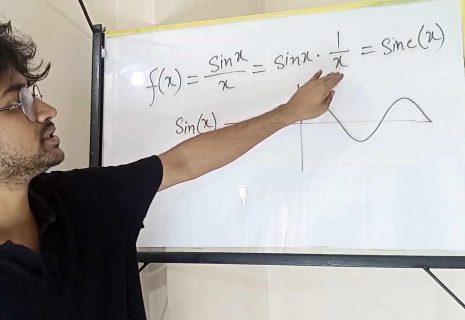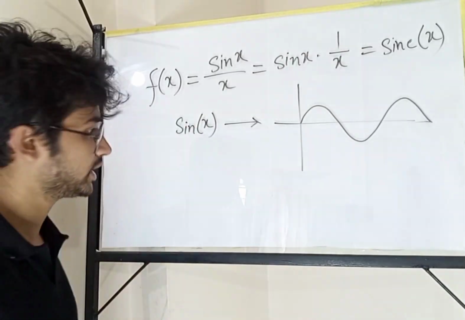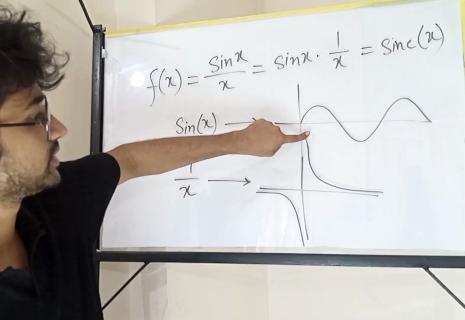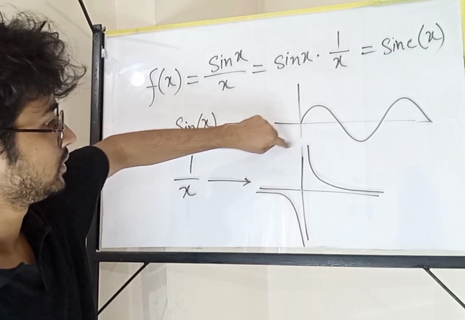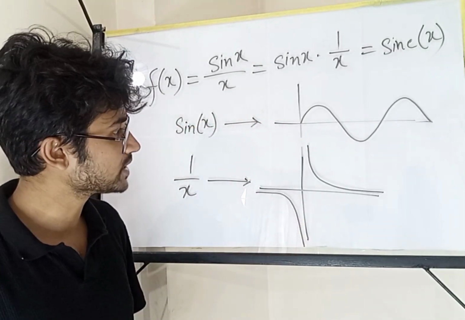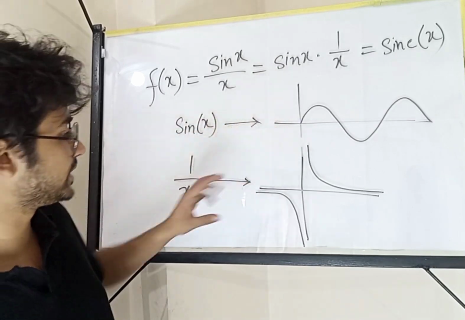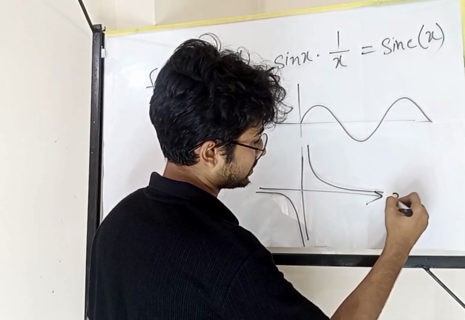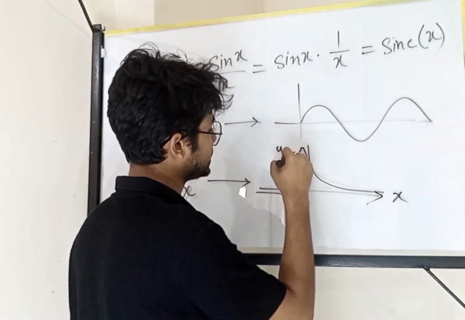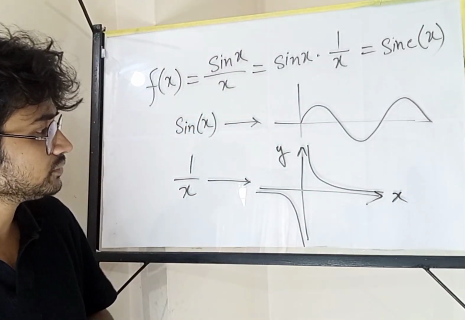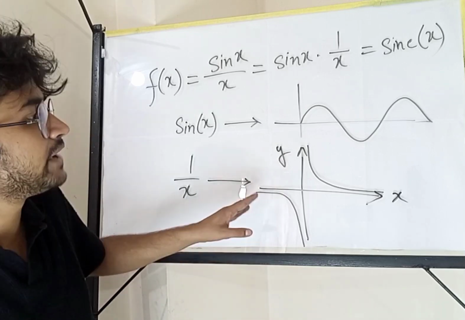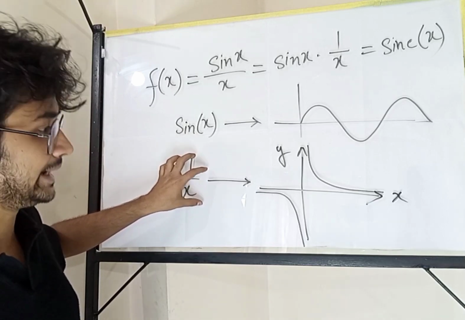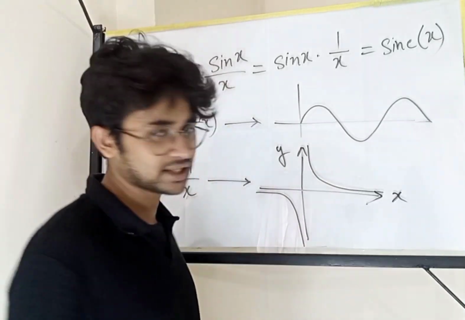We're multiplying with just the function 1 over x, and the graph of 1 over x looks like this. We're going to divide by this, which looks like this. So you can see there is a sine wave and there is the graph of the function 1 over x here. What you need to do right here is multiply the value of sine of x into 1 over x.